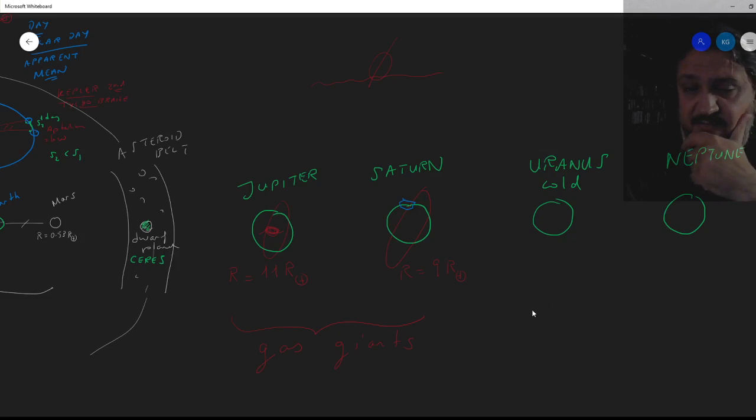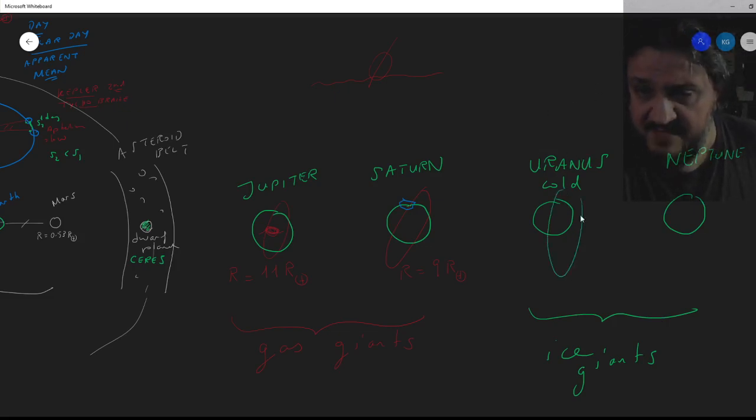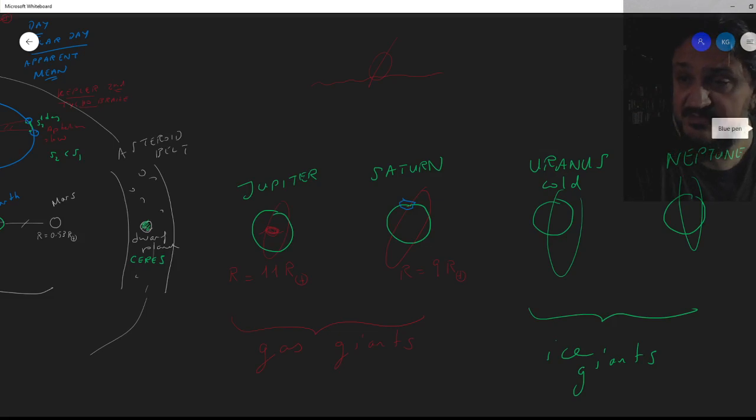And these have ice, so not just gas and liquid form, but also ice, especially in the core, where we have ice and rock, but these are called ice giants. Okay, Uranus and Neptune, so these also have rings, but these rings are not as bright as Saturn's rings. And Uranus has an interesting property.